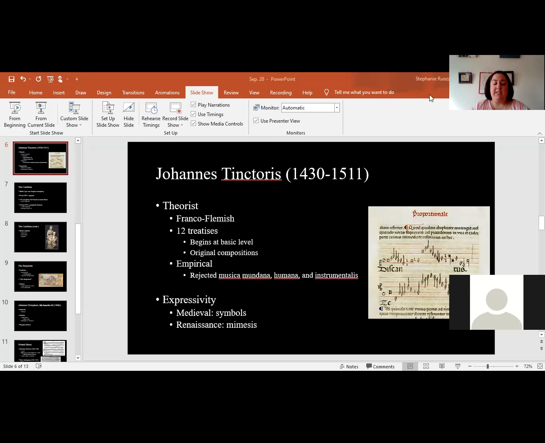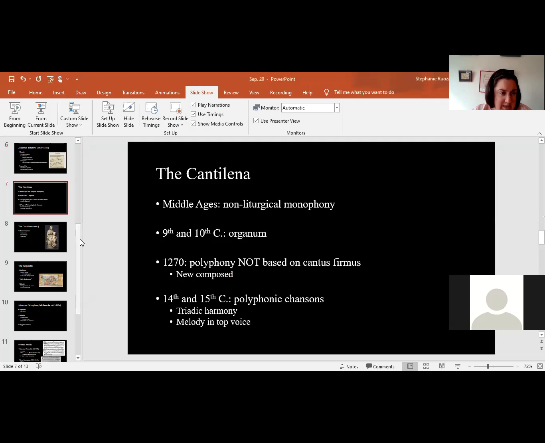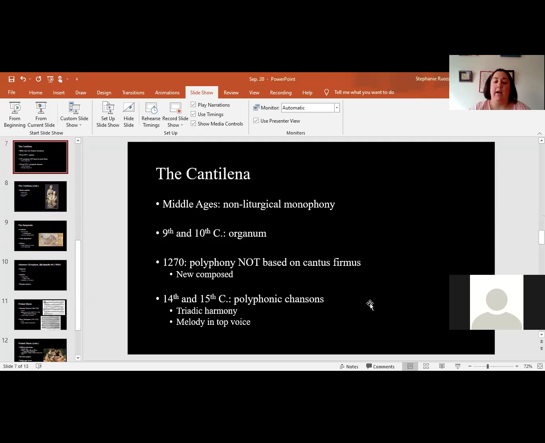So that's what Tinctoris is about. And we should know him because these concepts he's introducing and documenting define what good music is for several centuries after. What genres are being introduced during the Renaissance? Well, the cantilena. So the word cantilena had been around before the Renaissance. It was a concept for several centuries at this point.